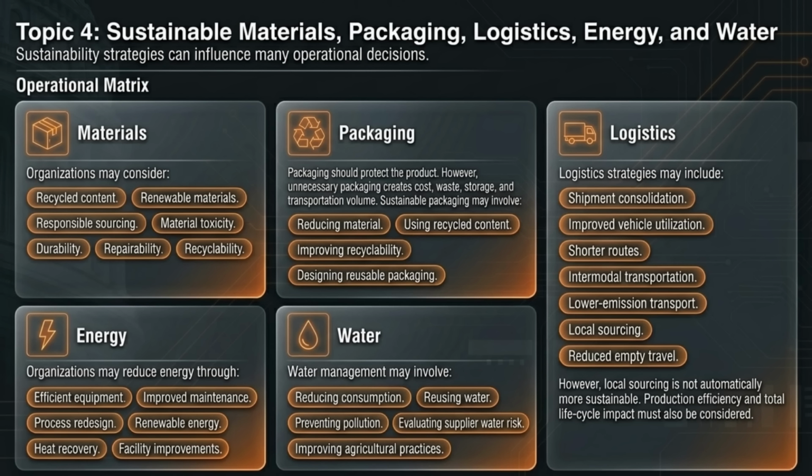Energy. Organizations may reduce energy through efficient equipment, improved maintenance, process redesign, renewable energy, heat recovery, facility improvements. Water. Water management may involve reducing consumption, reusing water, preventing pollution, evaluating supplier water risk, improving agricultural practices.